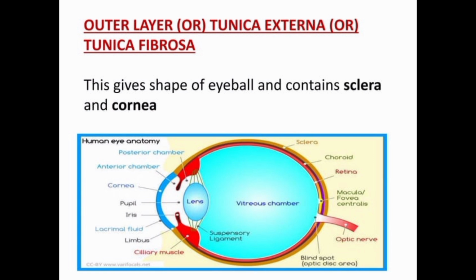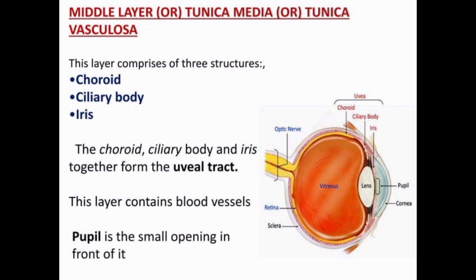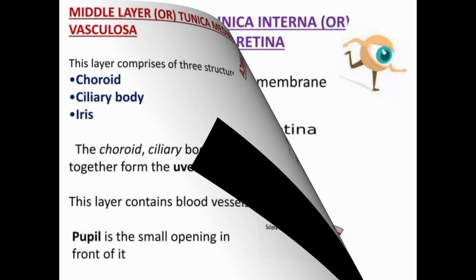Outer layer or tunica externa or tunica fibrosa. This gives the shape of the eyeball and contains sclera and cornea. Middle layer, tunica media or tunica vasculosa. This layer comprises three structures: choroid, ciliary body, and iris. The choroid, ciliary body, and iris together form the uveal tract. This layer contains blood vessels. Pupil is the small opening in front of it.